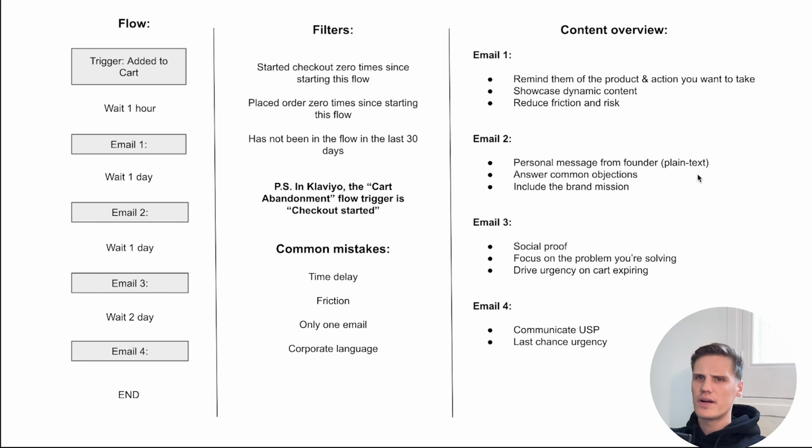You're going to be focusing on the social proof, so including any relevant testimonials in the email, also focusing on the problem that you're solving and driving urgency on the cart expiring. So we're also going to be using urgency here, saying that they still have a chance to buy, but the cart is about to expire soon. Then we're going to be waiting 2 days and sending the email 4, where you communicate your unique selling point.